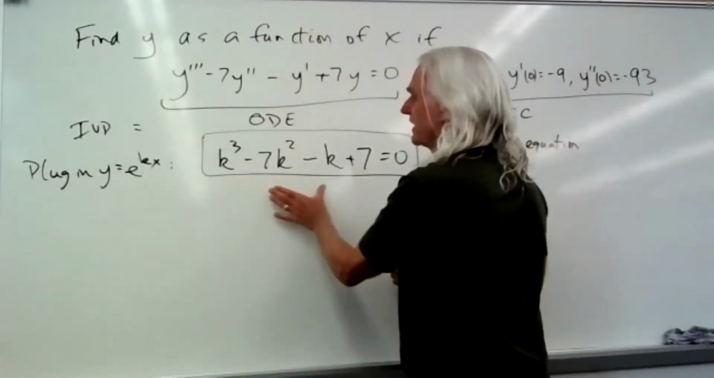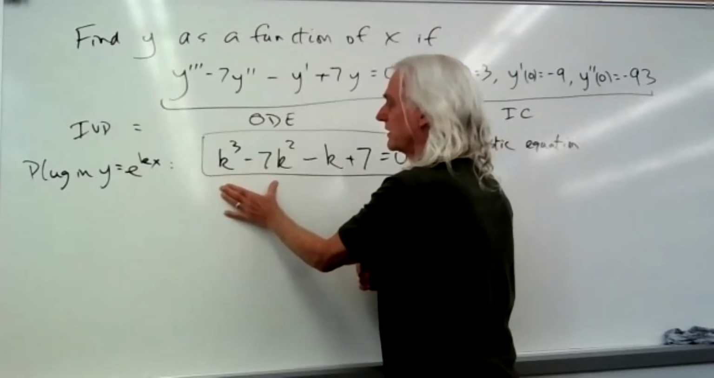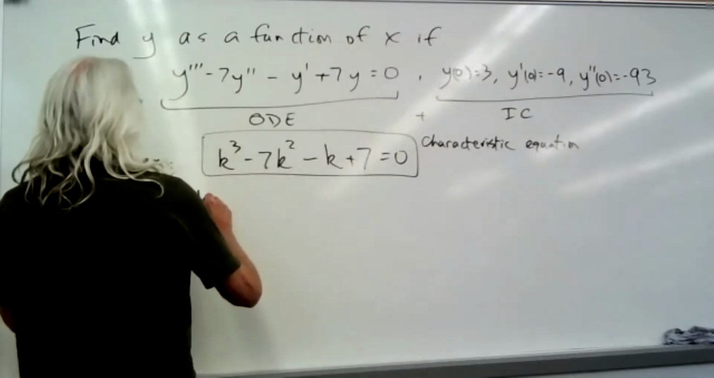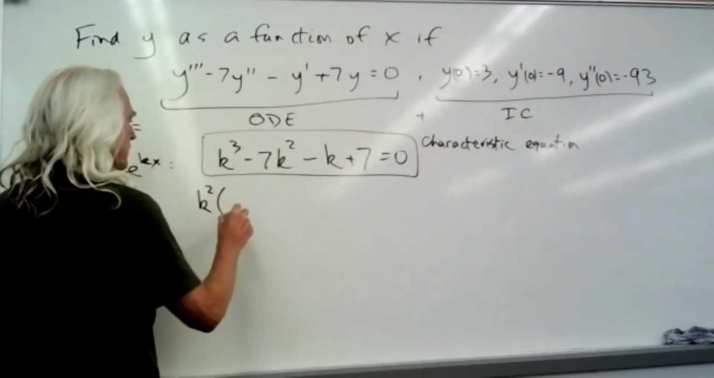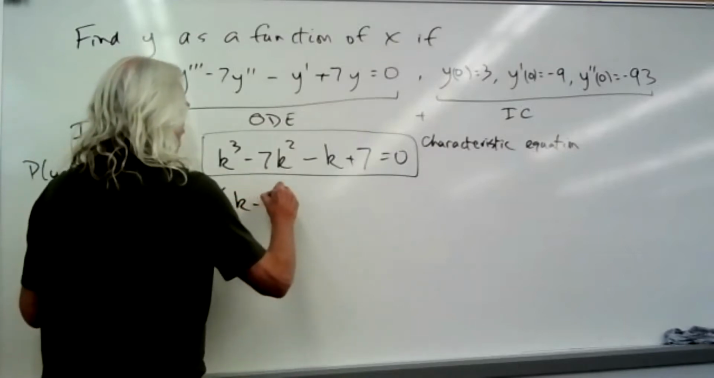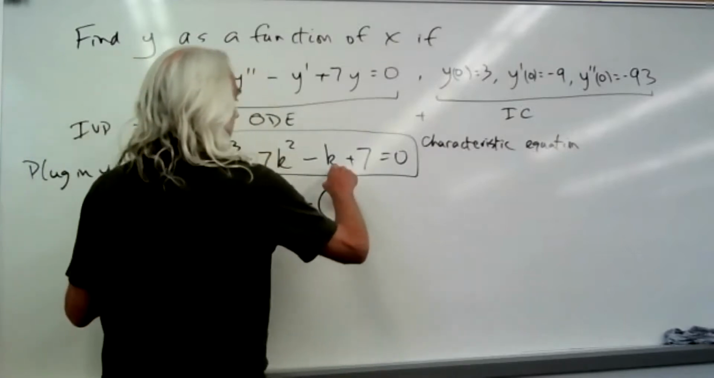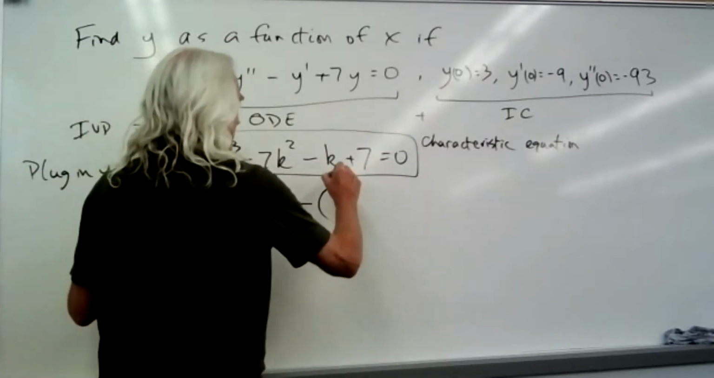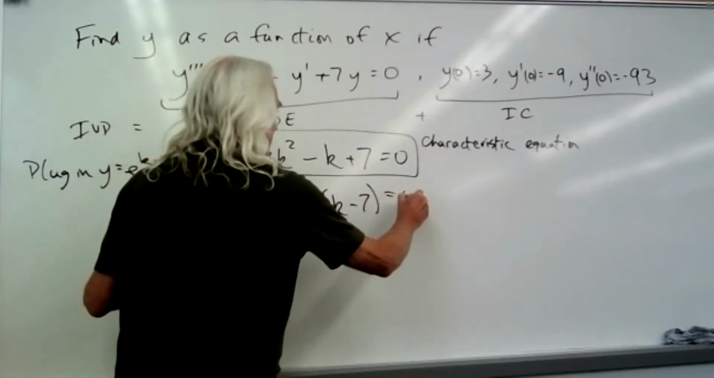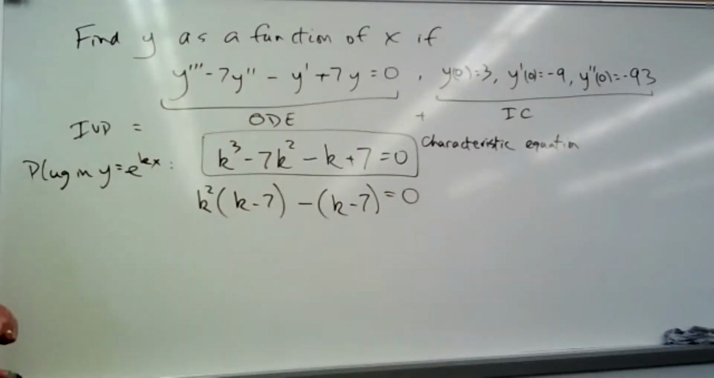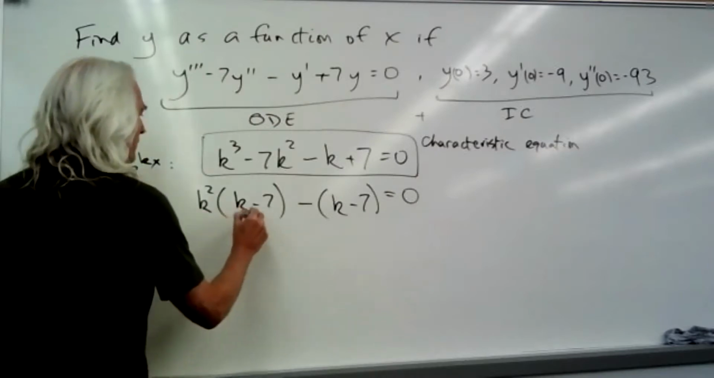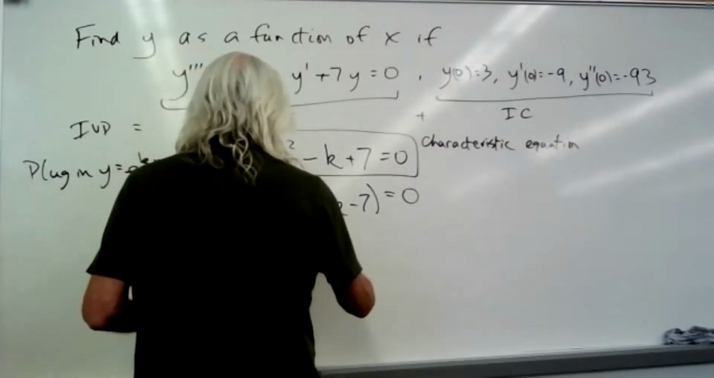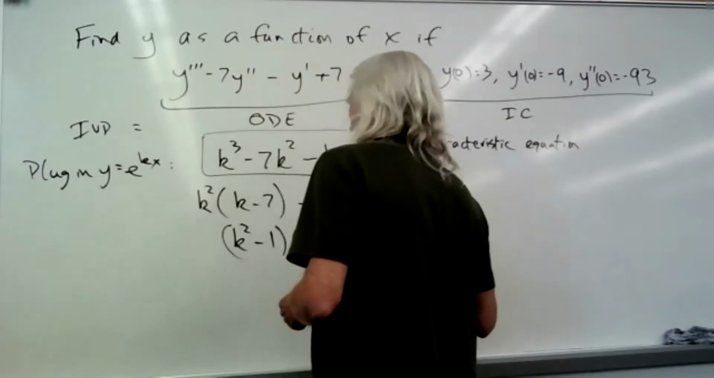And also notice the similarity. This is sometimes called factoring by grouping. Those two terms and those two terms look kind of similar. In fact, if I pull out the k squared just from the first two terms, I get k minus 7. And then I pull out a k minus 7 from the last two terms, and I get a minus times k minus 7 equals 0. All right, oh, that's good because the k minus 7 is in both of the terms. So this is k squared minus 1 times k minus 7 equals 0.